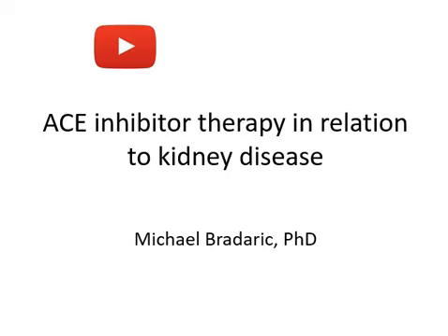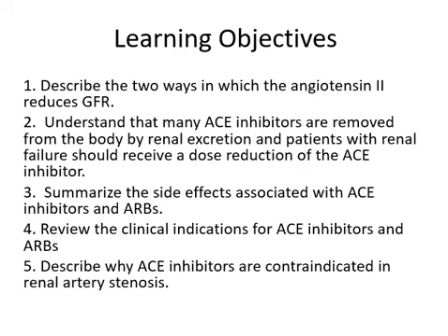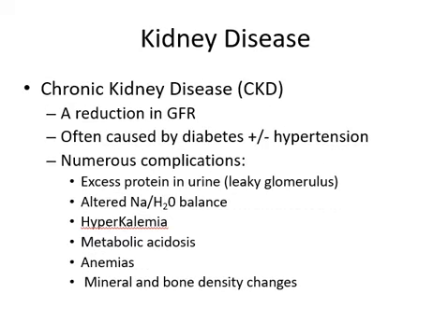So this lecture is going to focus on ACE inhibitors in relation to kidney disease. Learning objectives. By kidney disease, we're really talking about chronic kidney disease, which is best described by a reduction in GFR. Typically, we associate kidney disease with diabetes and hypertension, specifically both of those being comorbid conditions.